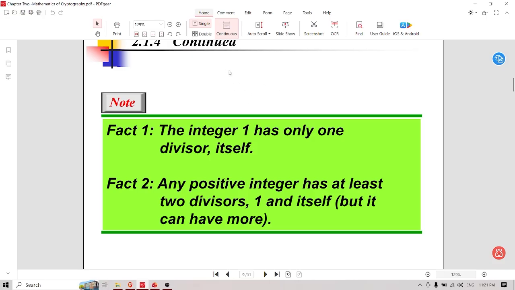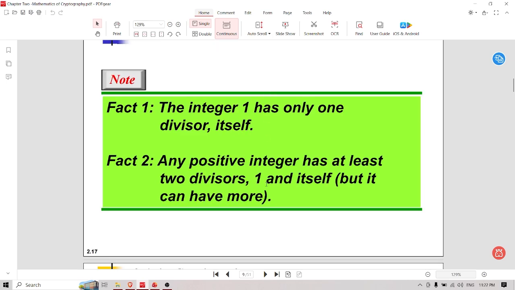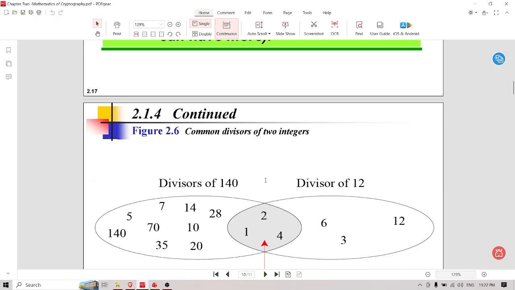So for example, we have 260. If we divide it by 1, it will equal 260, and 260 divided by 260 will equal 1. But it can have more. Yeah, that's correct. We may have more.